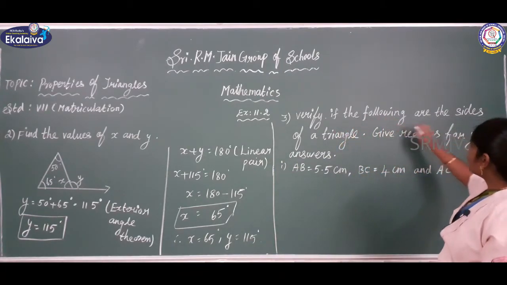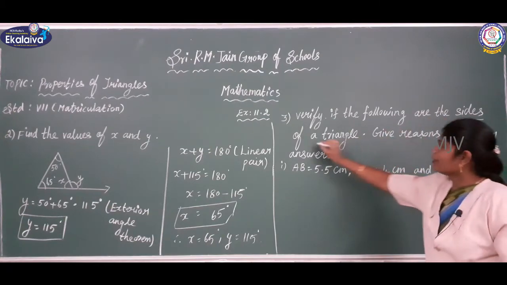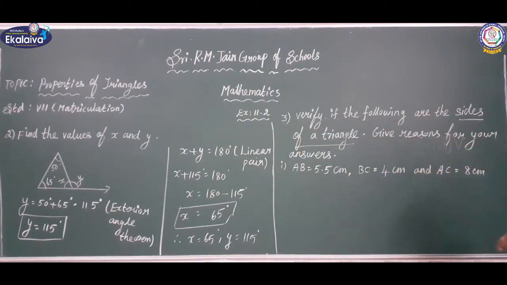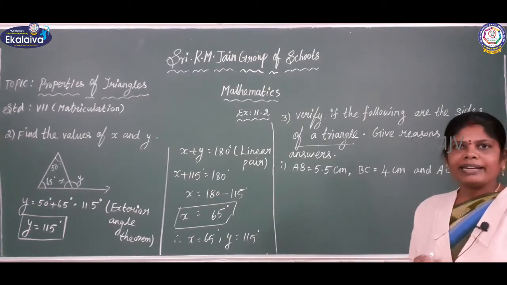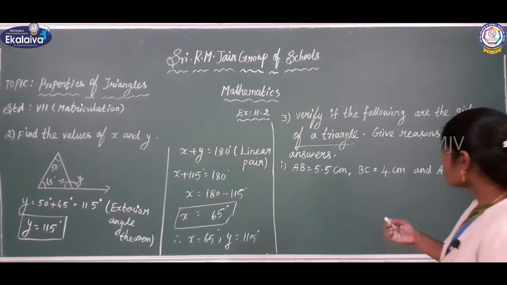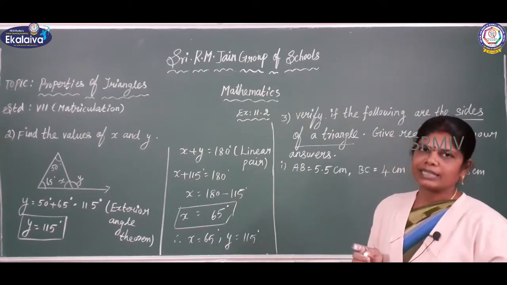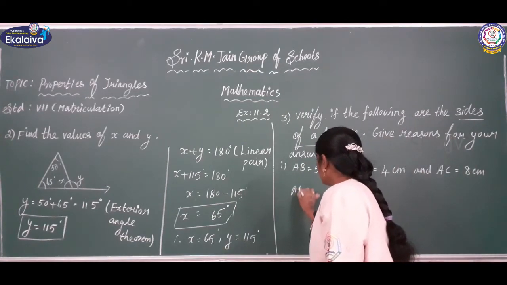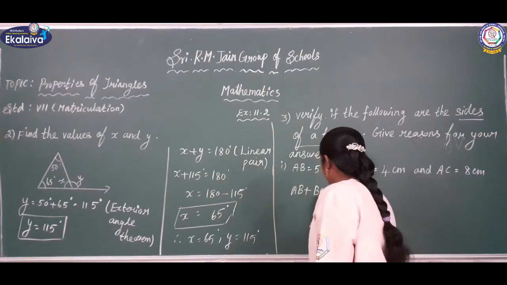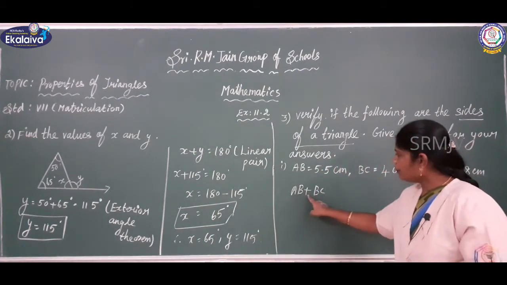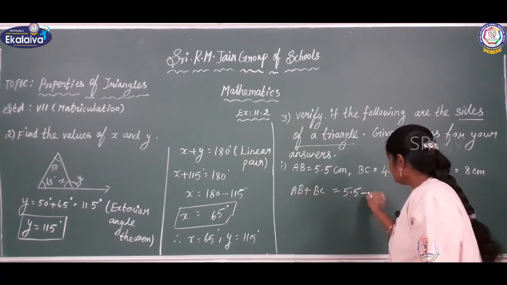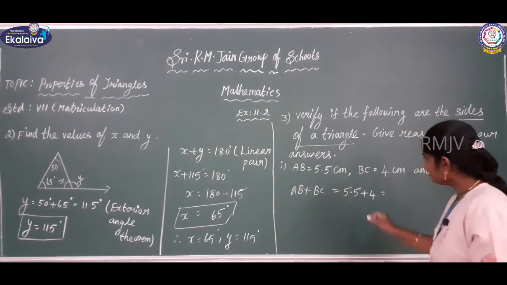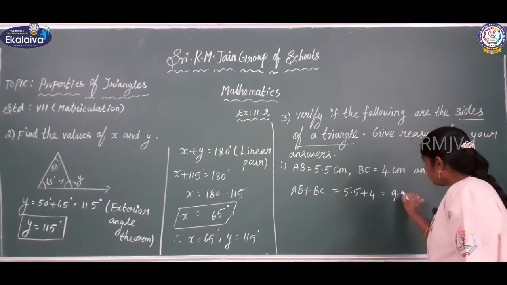See the next one. Verify if the following are the sides of a triangle. Give reasons for your answers. Okay, here the sides of a triangle are given. We need to check whether the given sides form a triangle or not. Okay, first you have to take any two sides. So first I am going to add AB and BC. AB plus BC equal to, just substitute the values, 5.5 plus 4. When we add this, we are getting 9.5.